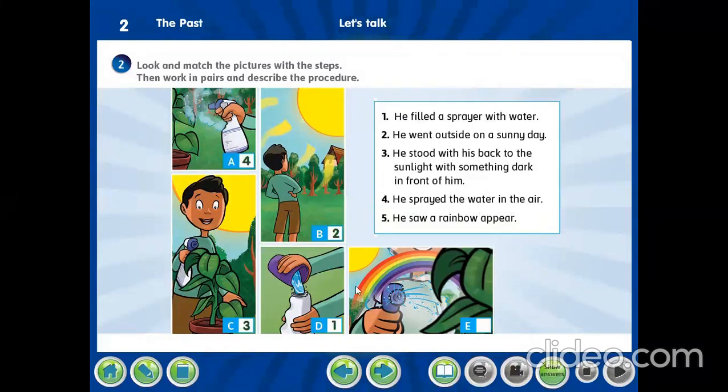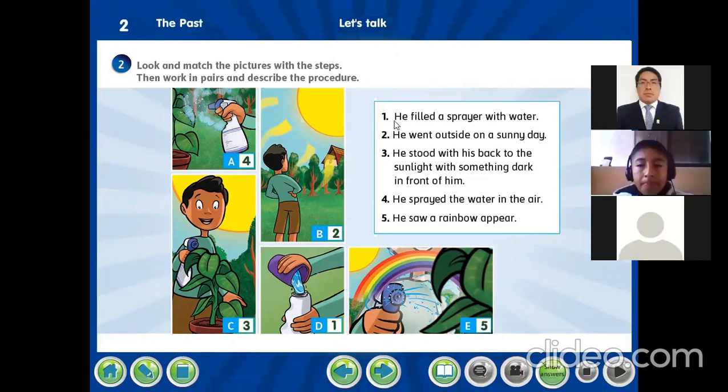And finally, Gonzalo, what is the last picture? The E. The E, no? That he saw, remember the past of see, a rainbow appear. Okay, as you see, in our composition it is the same. We need to put our activities in order. Okay, now let's work on the composition.